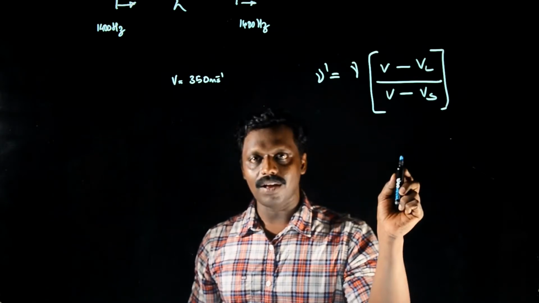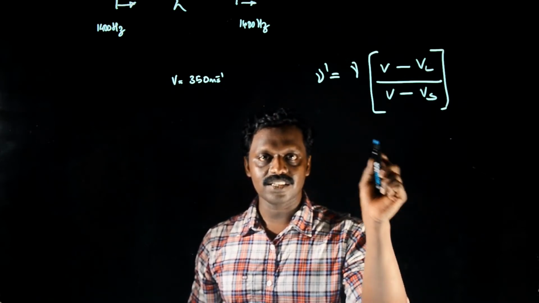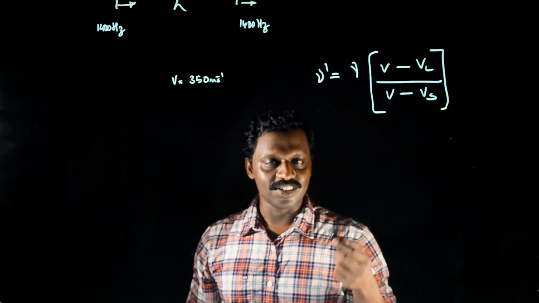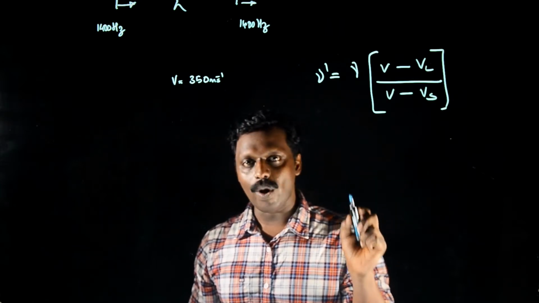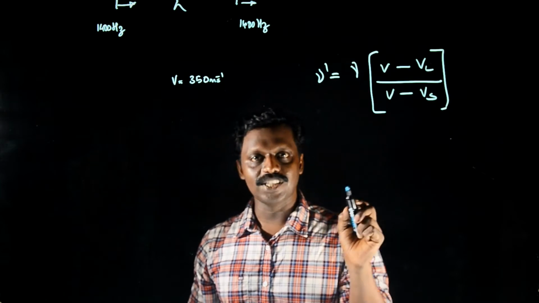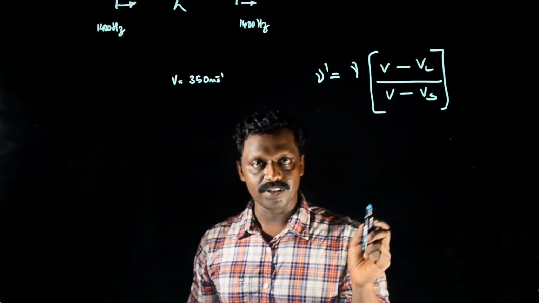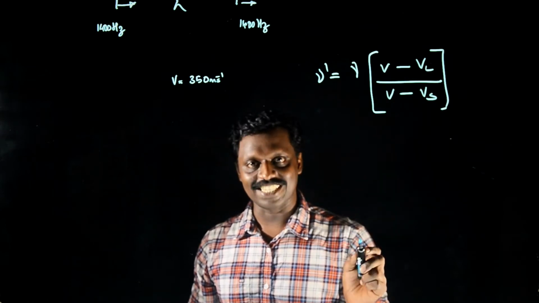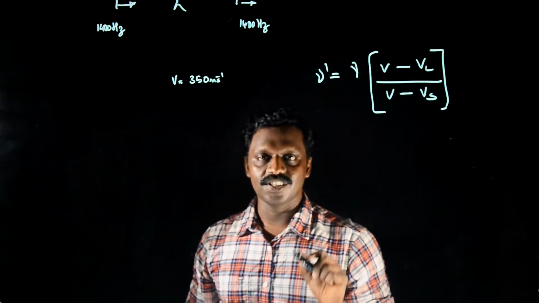Now we have to apply the sign convention in this formula to find the exact apparent frequency. The sign convention is that the direction in which the sound travels so as to reach the listener is taken as positive, and all the opposite direction values are taken as negative. In the first case, the source is approaching the stationary listener.